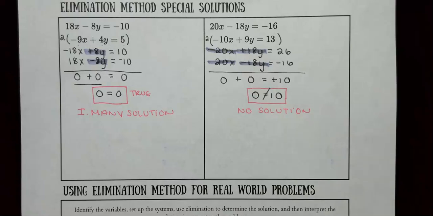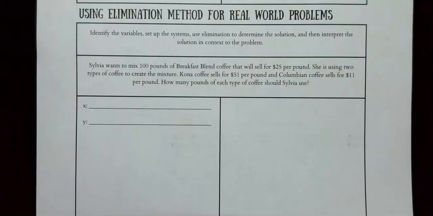All right, we have one more example we need to look at, and it is our real world example. All right, so this one, we're going to read the word problem. We are going to write the system of equations. We're going to use elimination to determine the solution, but then at the end, I need you to also interpret the solution in context to the problem. So let's see how much we can get done.